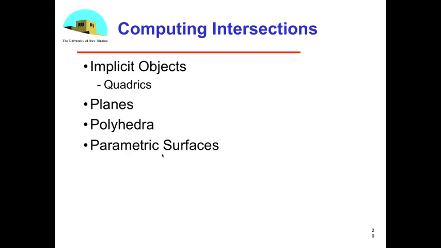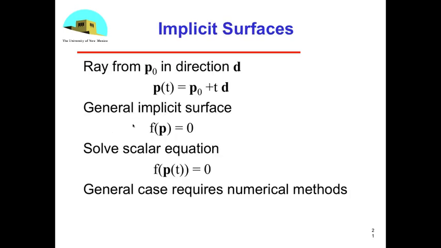There's a method for converting a parametric surface to an implicit surface, but the problem is that it increases the order of the polynomials you're dealing with even more, so it's probably not practical. These are the three that we really care about. But the general form looks like this, as we've said: the ray has a single parameter in it. Here I'm calling it t, the ray from P0 in the direction D.